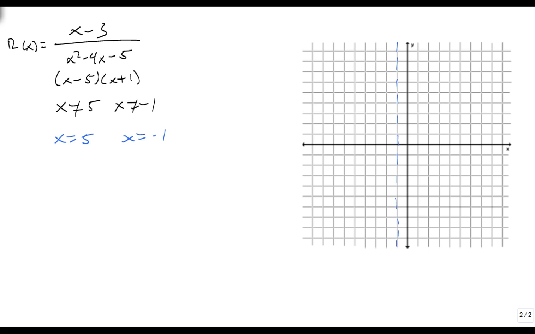So here's my minus 1, and here's my 5. So the vertical asymptotes come from the domain, and they come by setting an equation of x equals whatever is not in the domain. So once you find your domain, you're actually also finding your vertical asymptotes too.